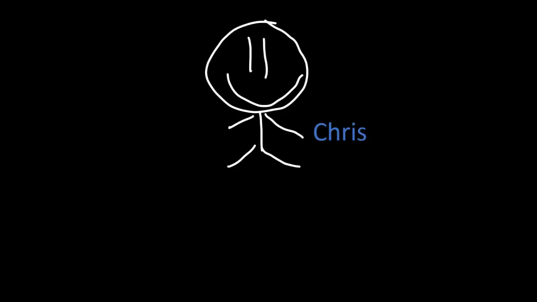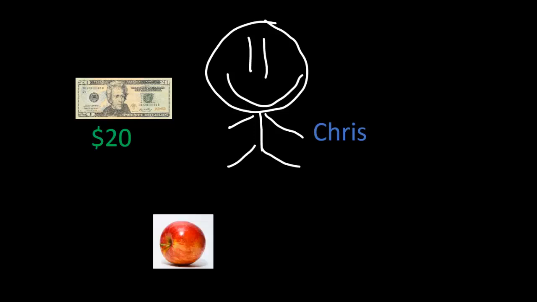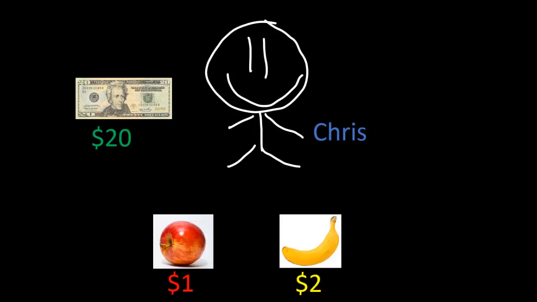The consumer's problem. Suppose we have a consumer named Chris. He has an income of $20. There are just two goods in the world, apples, which cost $1 each, and bananas, which cost $2 each. The consumer's problem, what is it?